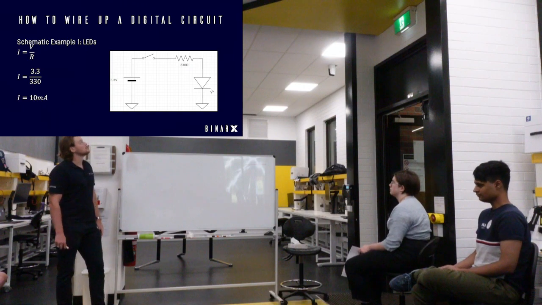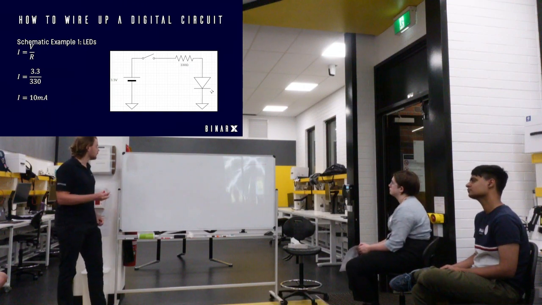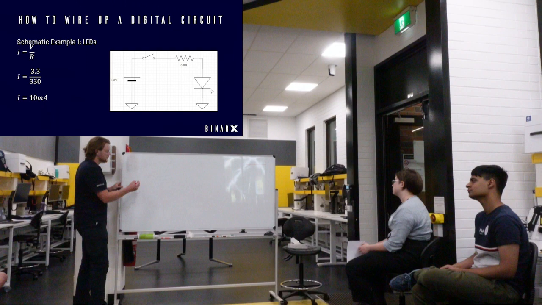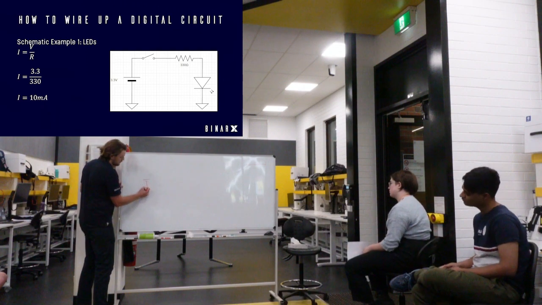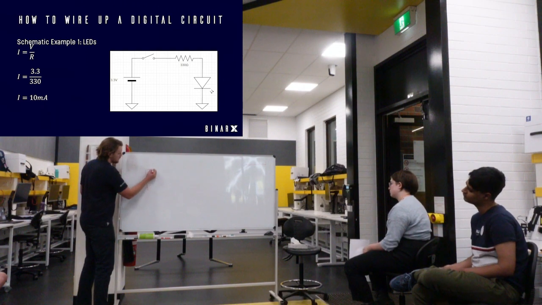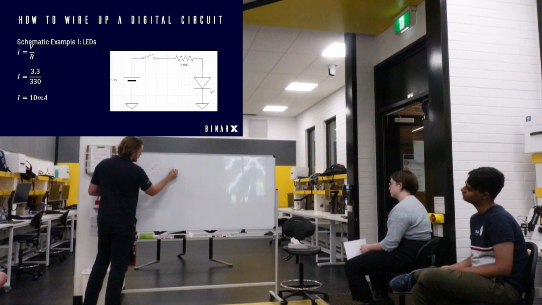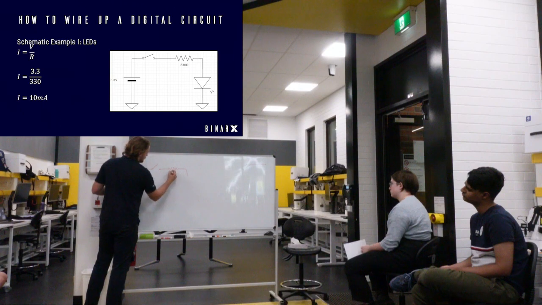As you can see, I put the values in there already, but I have a 3.3 volt source, or a battery, 3.3 volts, and that's going through a switch, which is currently open, into my resistor, which I've got as 330 ohms.